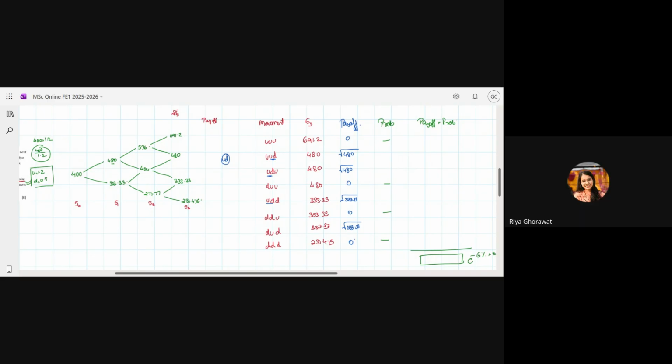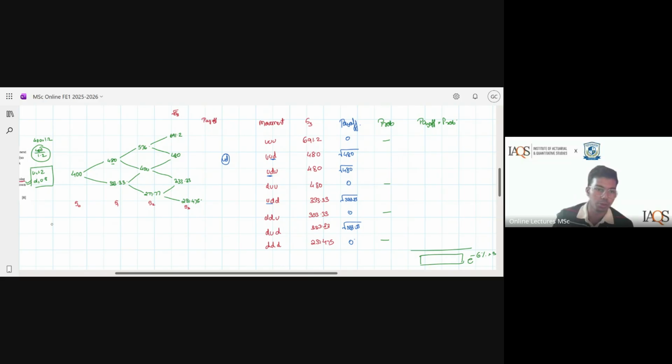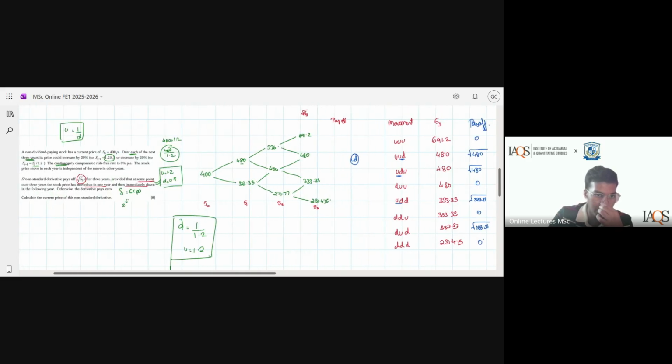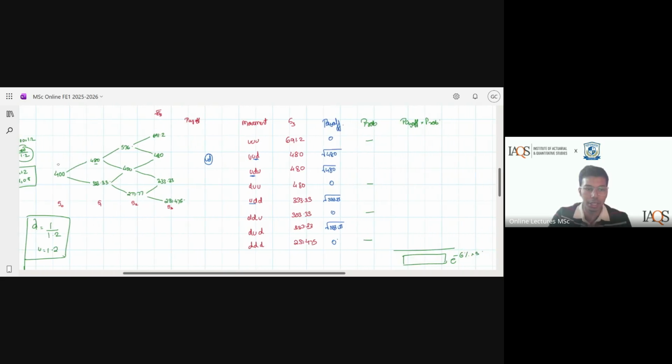What will we take the value of D as in this equation? The value of D will be 1 upon 1.2, because U is 1.2. So D will be 1 upon 1.2 in this question, because they've said that S(t+1) is equal to S(t) divided by 1.2. If this wouldn't be there, then ideally D would have been 0.8, the way we used to do it.